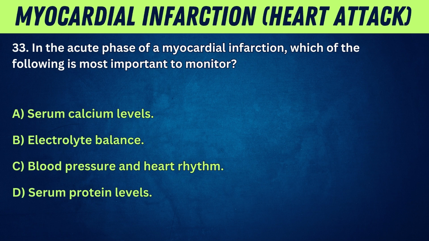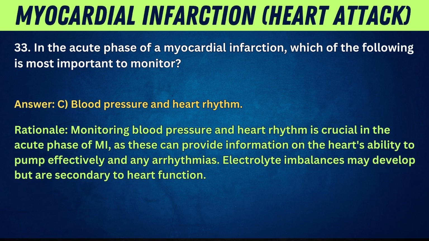33. In the acute phase of a myocardial infarction, which of the following is most important to monitor? A. Serum calcium levels. B. Electrolyte balance. C. Blood pressure and heart rhythm. D. Serum protein levels. Answer. C. Blood pressure and heart rhythm. Rationale. Monitoring blood pressure and heart rhythm is crucial in the acute phase of MI, as these can provide information on the heart's ability to pump effectively and any arrhythmias. Electrolyte imbalances may develop but are secondary to heart function.